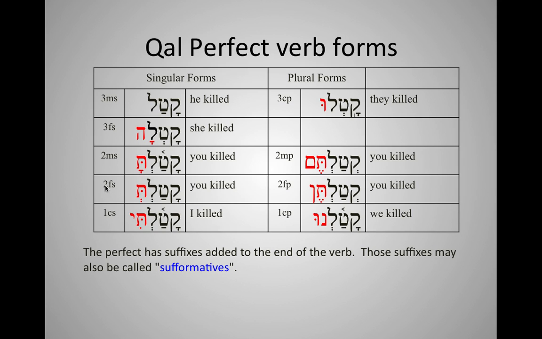Then we move to the second person feminine singular verb form, and note it has a different ending. It's got a tav with a silent shva, and we translate that as you killed.